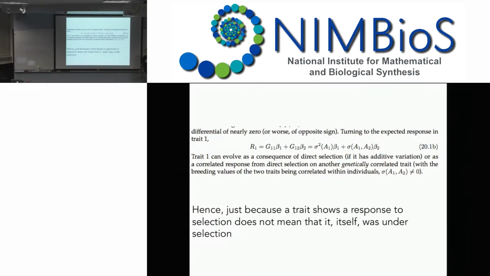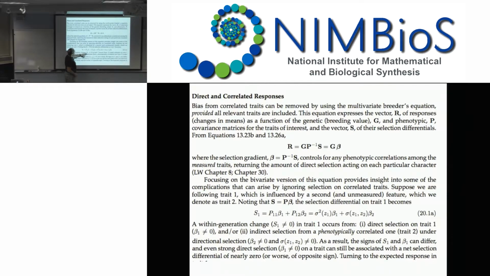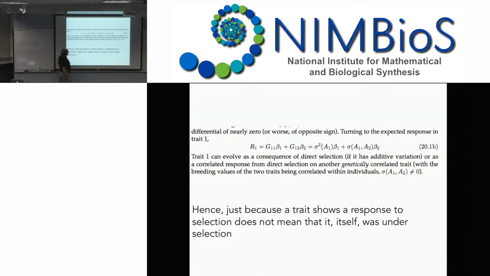I can also ask, how does trait 1 change across generations? An expression looks very much like this, except I replace S by R, and I replace phenotypes by breeding values. So the response in trait 1 depends upon the direct selection in trait 1 times the additive variance in trait 1, and the direct selection in trait 2 times the covariance between trait 1 and trait 2.